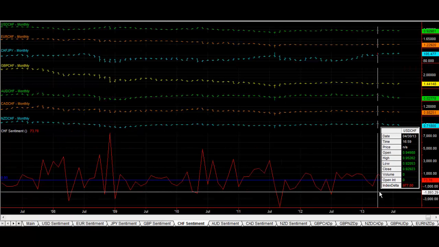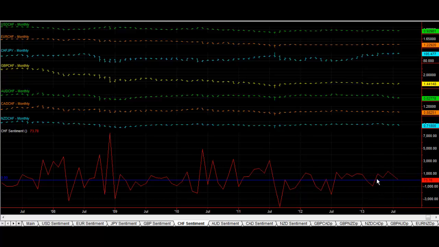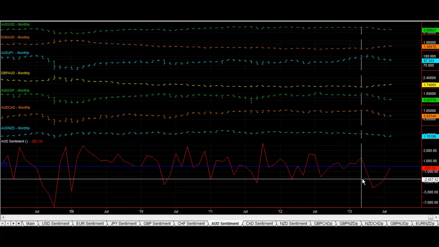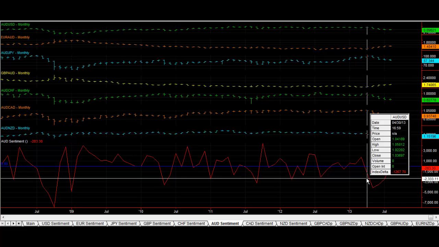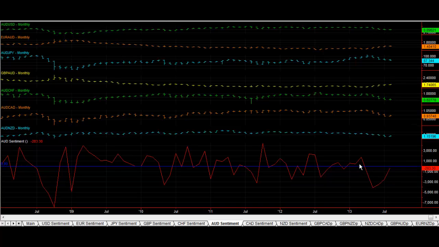The Swiss franc, not surprisingly, just like the euro, has been above the blue line since April of this year. Again, this means that the Swiss franc has been in a relatively strong uptrend during this time. Take a look at the Australian dollar here. It's been way below the blue horizontal zero line since April of this year. And even though the monthly depreciation in the Australian dollar has been moderating, it's still been in a significant downtrend.